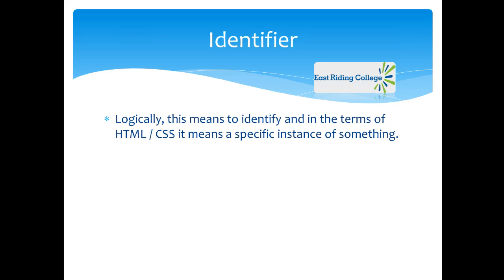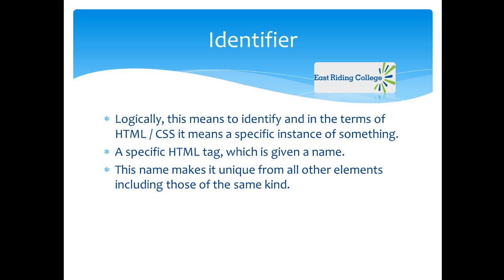Okay, so identifier. It means a specific instance of something. In this case, an HTML tag. As I said, we're focusing on CSS, but in JavaScript it could also allow you to do much more complex things. Animation, for example, responding to input. So we're focusing on any specific HTML tag which is given a name, and it has to be unique. So it's unique from all other elements. That name makes it unique. So there could be several H2s.